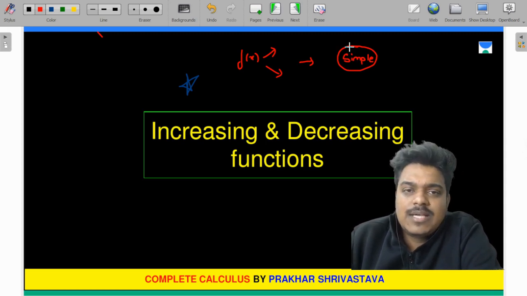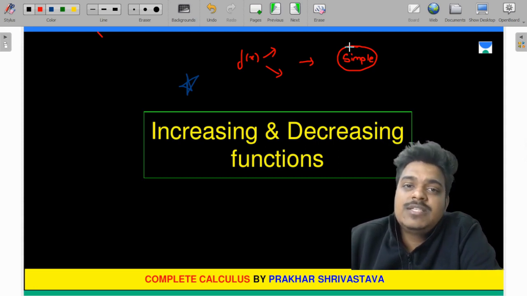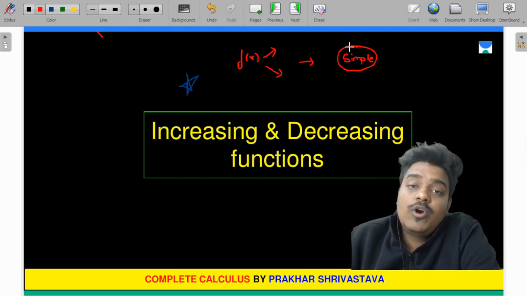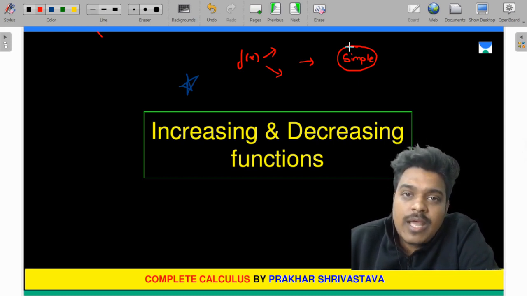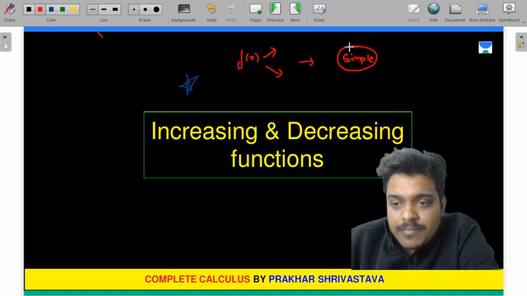This is going to be a bit longer, lengthy session. We are going to discuss how to find out whether a function is increasing or decreasing, what is the physical significance or the graphical significance of increasing and decreasing functions, what we mean by concavity, convexity and point of inflection. These are 6-7 important terms that we are going to discuss in the next 10-15 minutes.